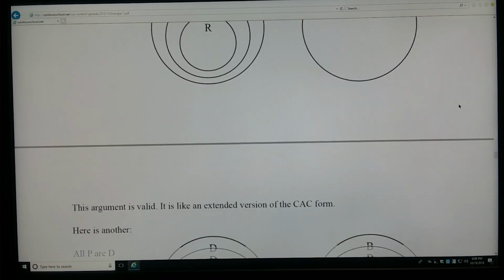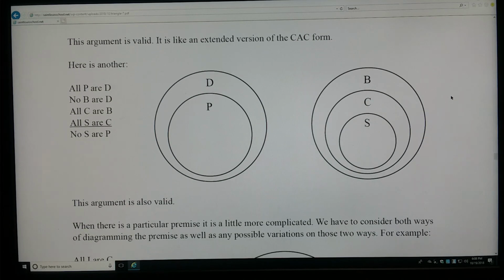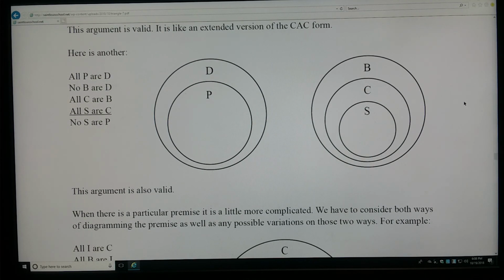Okay, so here's one more example using a negative premise. All P are D, no B are D, all C are B, all S are C, and then our conclusion, no S are P. Okay, and that also is going to have to be valid.